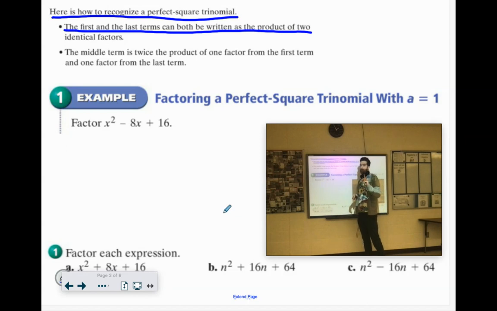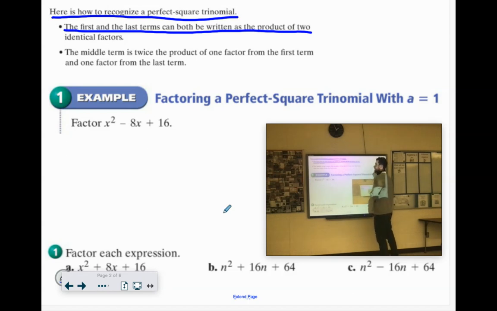It's not always guaranteed that if you can square root the first and last term, it is a perfect square, so you do have to check that middle term. Because remember, the middle term is 2 times what you get when you multiply them together. So we'll see that, and then I'll show you an example where you can square root each term, but it's not necessarily a perfect square trinomial.